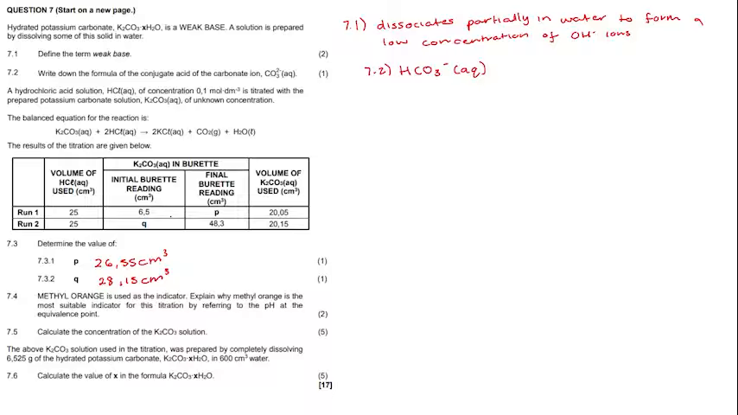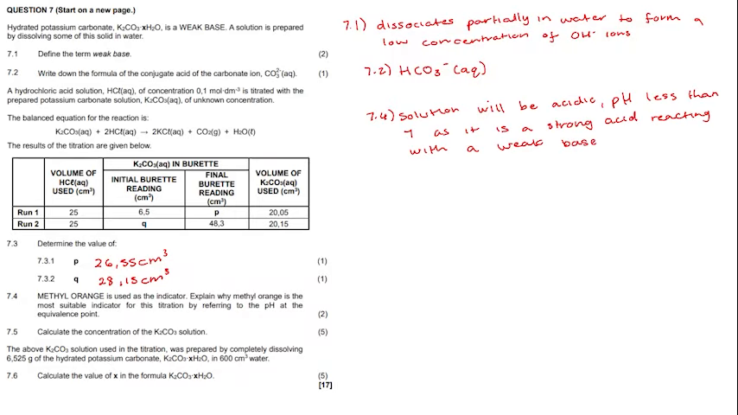Question 7.4. Methyl orange is used as an indicator. Explain why methyl orange is the most suitable indicator for this titration by referring to the pH at the equivalence point. So, as we know, potassium carbonate is a weak base, and hydrochloric acid is a strong acid. Therefore, the titration endpoint will be less than 7, as it is a strong acid reacting with a weak base, making the solution acidic at its equivalence point.